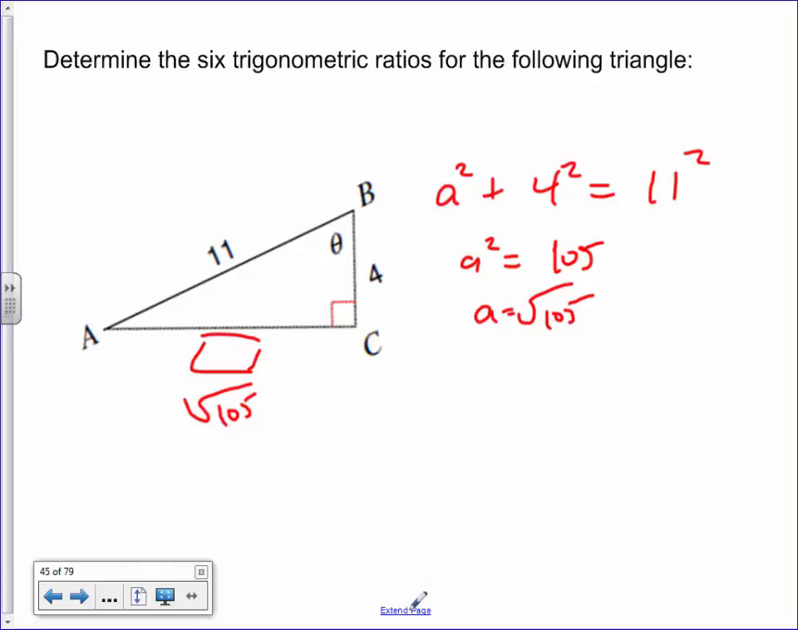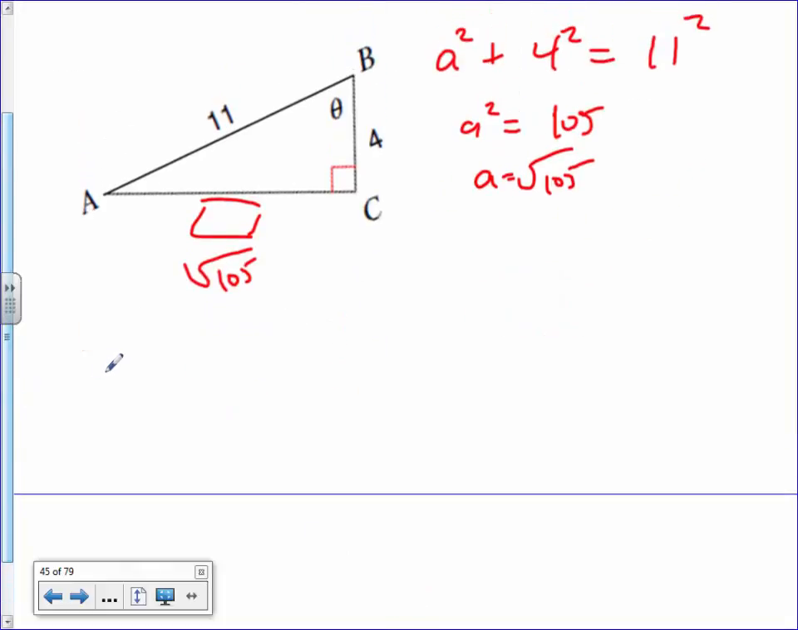So let's say I ask you to write the 6 trigonometric ratios then. What is sine supposed to be equal to? It's supposed to be opposite over hypotenuse. What's the opposite? It's a good question. Since I have the theta listed right there, that's how you know. Does that make sense? Because it's a good point, right? You have to know opposite of what. So since the theta is right there, that's root 105 over 11.